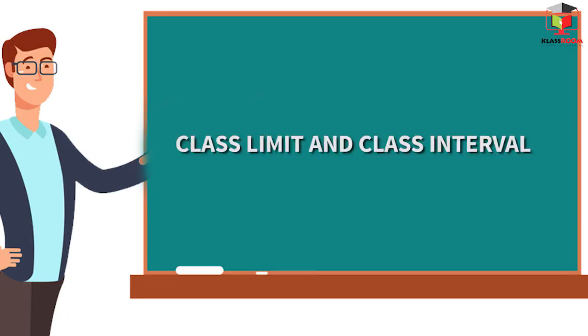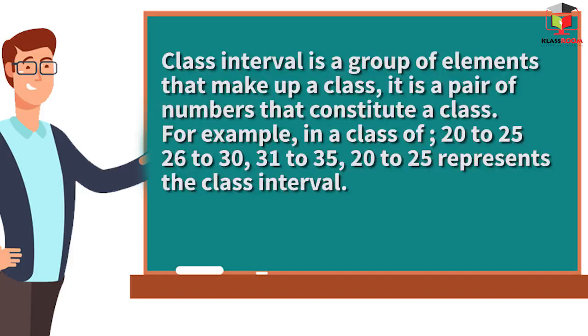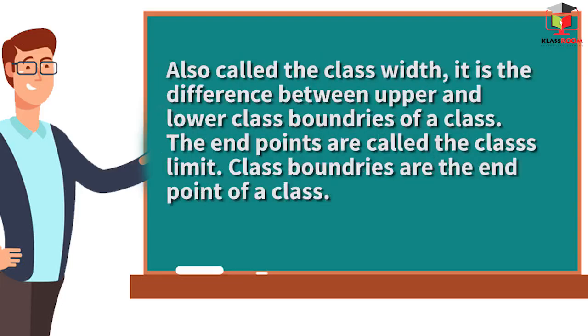Class limit and class interval. Class interval is a group of elements that make up a class. It is a pair of numbers that constitute a class. Example: in a class of 20 to 25, 26 to 30, 31 to 35, 20 to 25 represents the class interval. Also called the class width, it is the difference between the upper and lower class boundary of a class. The endpoints are called the class limits. Class boundaries are the endpoints of a class.